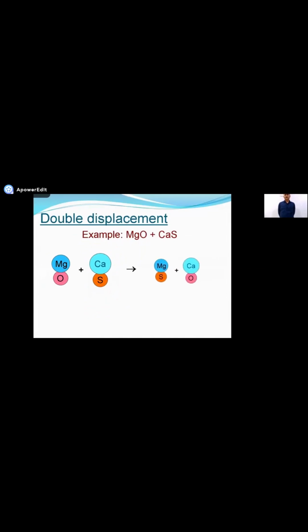See, the partner of calcium is sulfur and the partner of magnesium is oxygen. Then after reaction, there is an exchange. Calcium has gone with oxygen and magnesium has become the partner of sulfur. This is the most convenient way. If we have a reaction AB and CD, then it will convert into AD and CB. Okay? Simple.